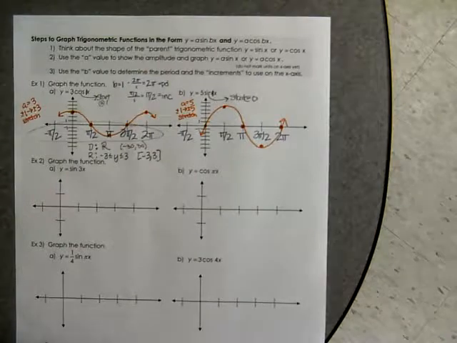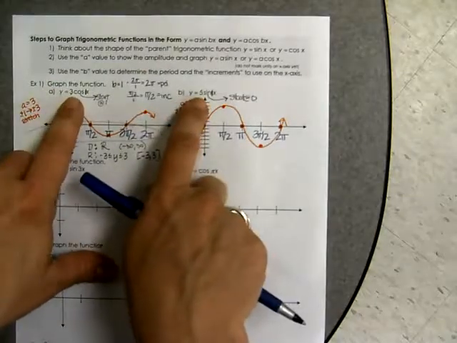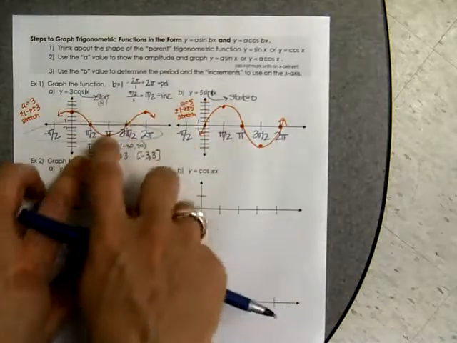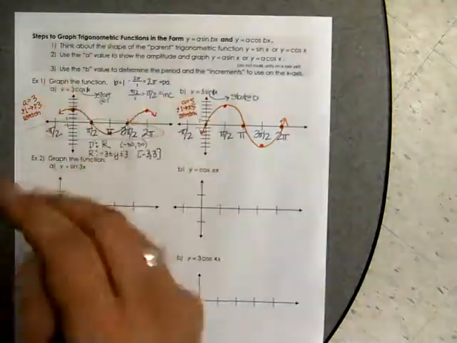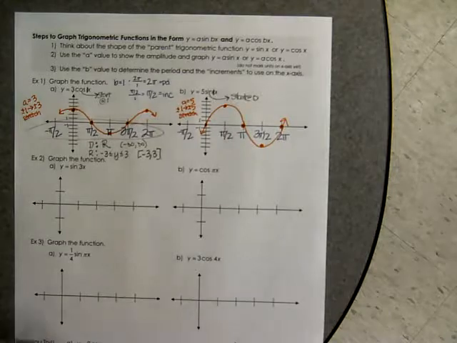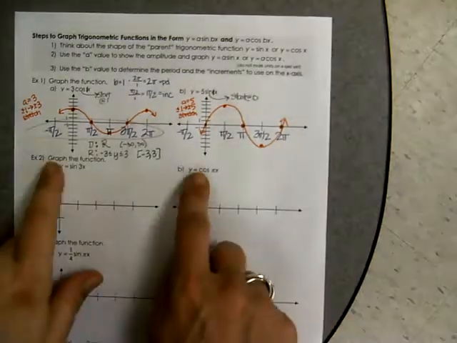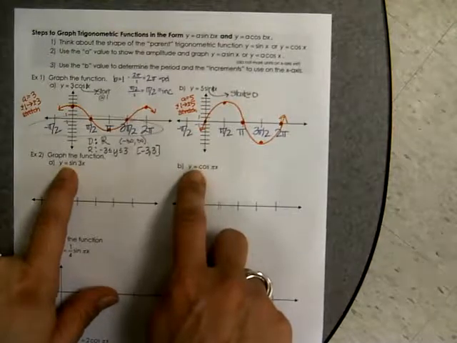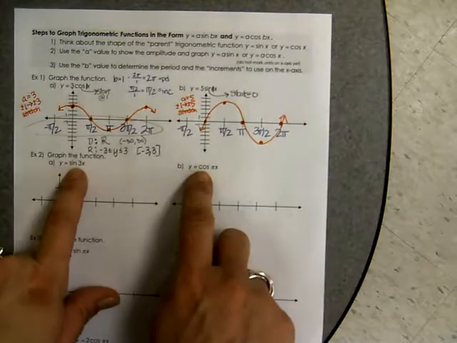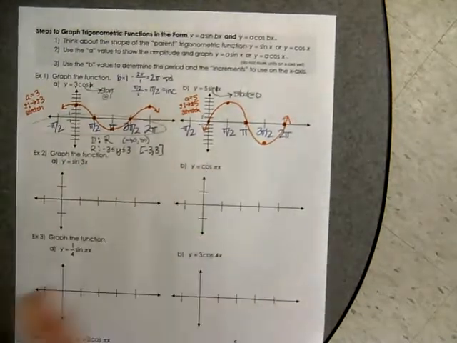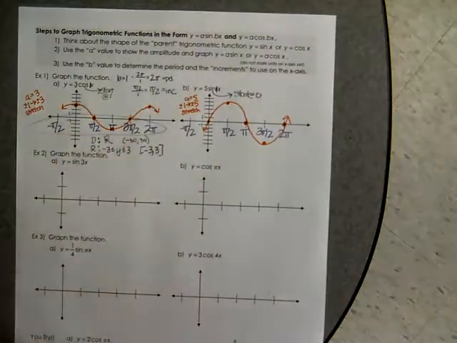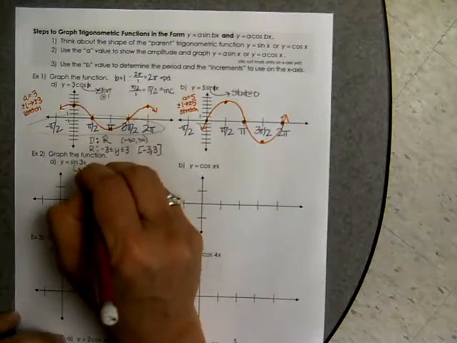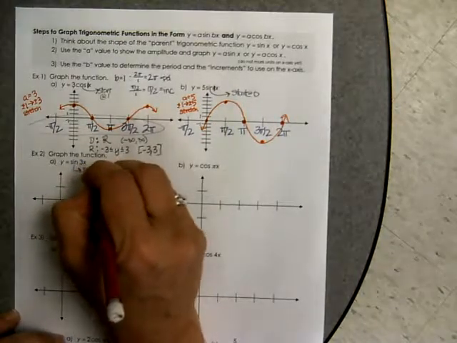Okay? So notice in example 1, the only thing affected was the amplitude. Okay? Amplitude is the stretch or shrink of the graph. So now let's look at example 2. Notice in example 2, our a value in each case is 1, so there's not going to be a stretch or shrink, but the b value is different, so we'll have different increments. Okay? So we notice that this is a sine function, and so we know the sine function starts at 0.